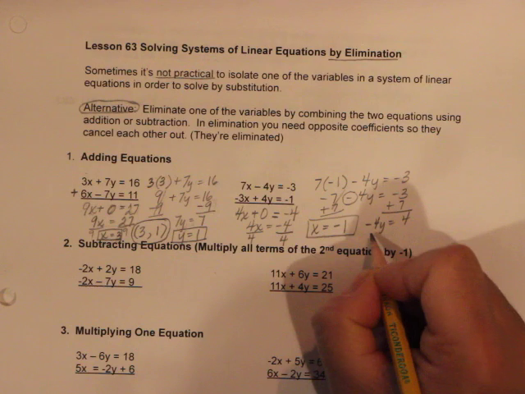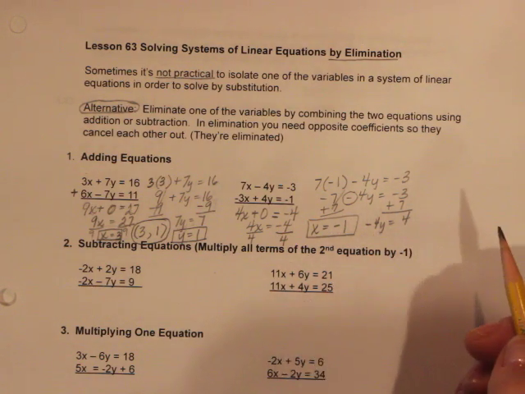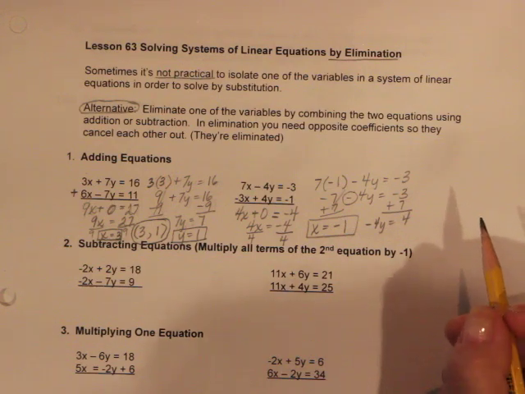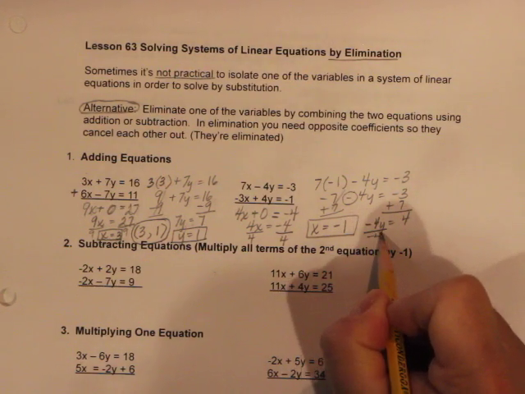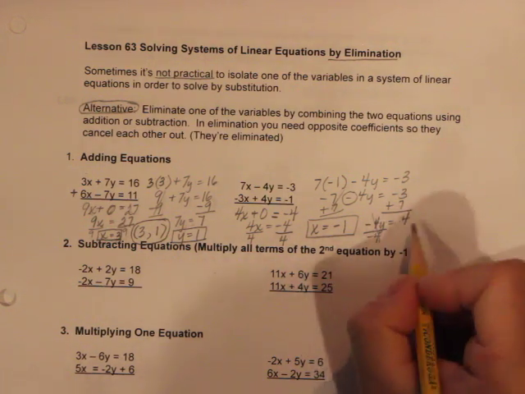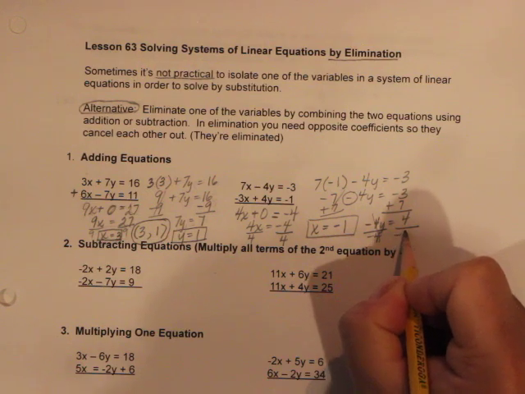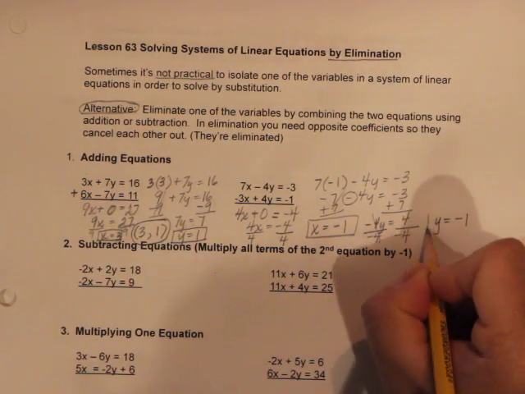Now think for a minute, what should I divide by in order to get y by itself? I don't want to have a solution in terms of negative y, but positive y. So that means I need to divide by negative 4, because negative 4 divided by negative 4 is positive 1. That means I need to divide this side by negative 4, and I end up with y equals negative 1.